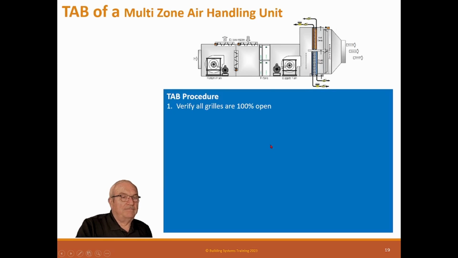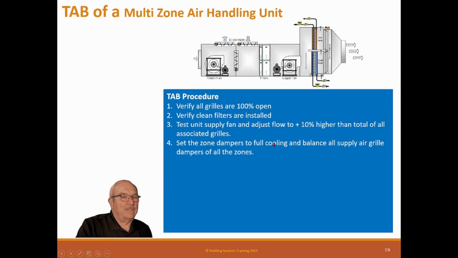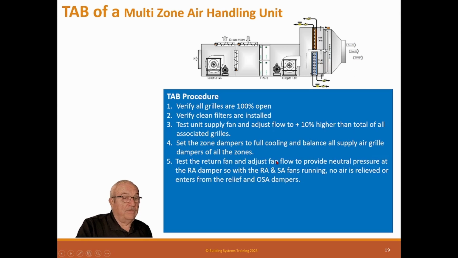So balance. There we go. 100% grills open again. Clean filters. Test everything to make sure it works. Set the zone dampers to full cooling and balance all supply air grill and return dampers. So normally use cooling again. Set all these to cooling and go out and balance all the dampers in the field.